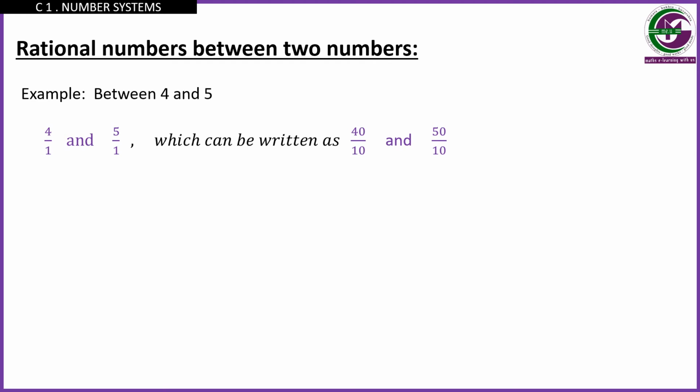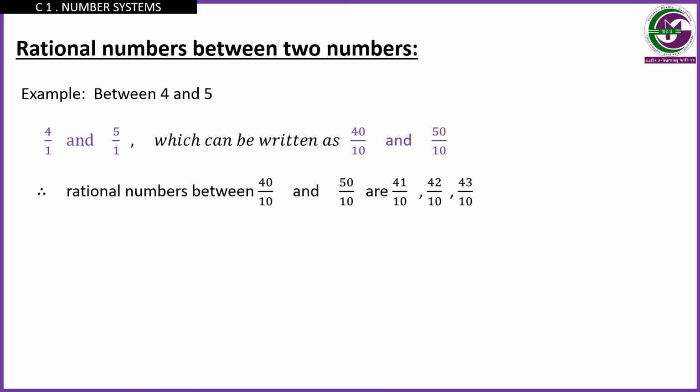So what do we do? We find equivalent fractions for 4 by 1 and 5 by 1. You can multiply by any number you wish, but it should be the same in the numerator and the denominator. Let me multiply by 10 to make it easy. Multiply by 10 up and down, you will get 40 by 10 and 50 by 10. Now you are free to find 9 numbers in between 40 and 50. And here are the answers. So we can say 41 by 10, 42 by 10, and you can find 9 such numbers in between 40 by 10 and 50 by 10.